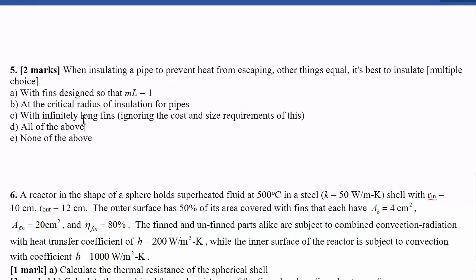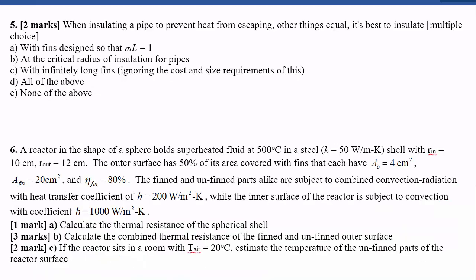And definitely not all of the above. I don't know how you would do these simultaneously. That's ridiculous. So none of the above is the answer there. These are ways to increase the heat transfer from a pipe, not to increase the insulation.